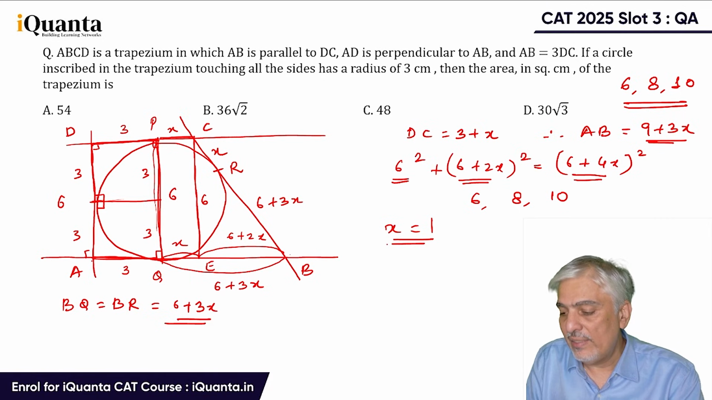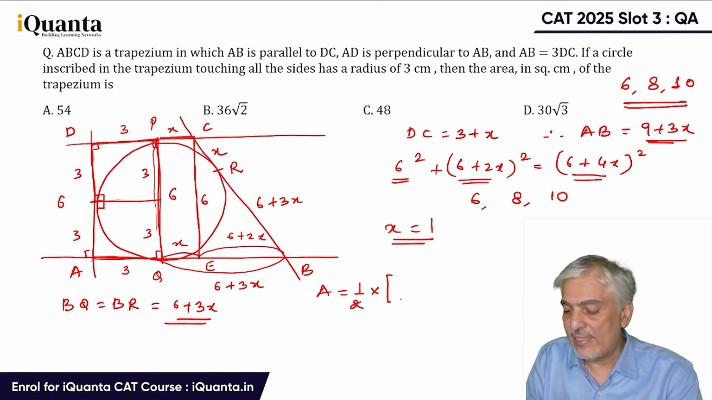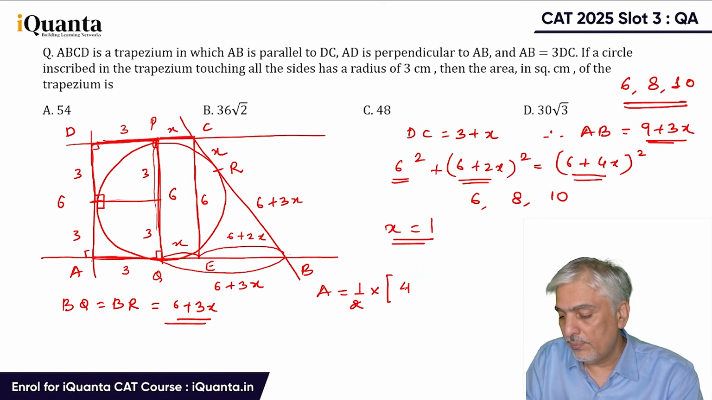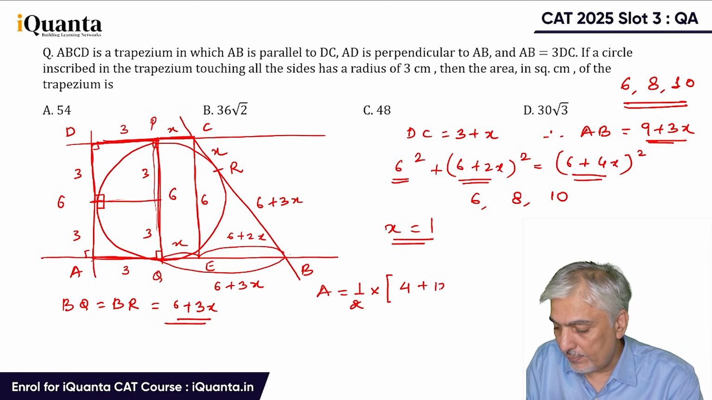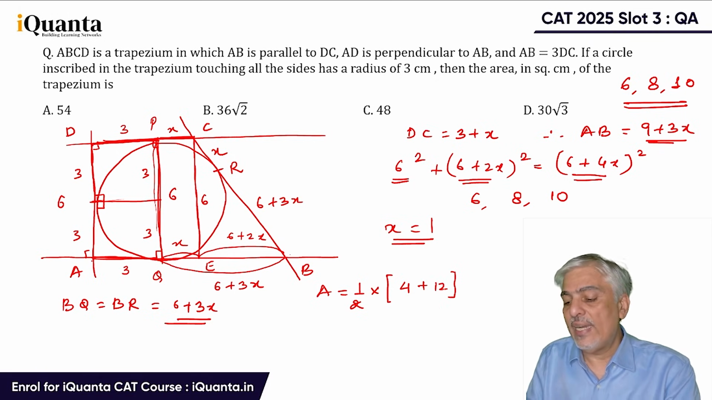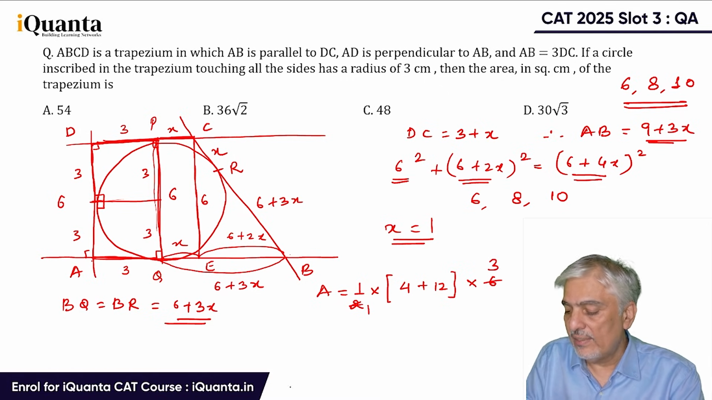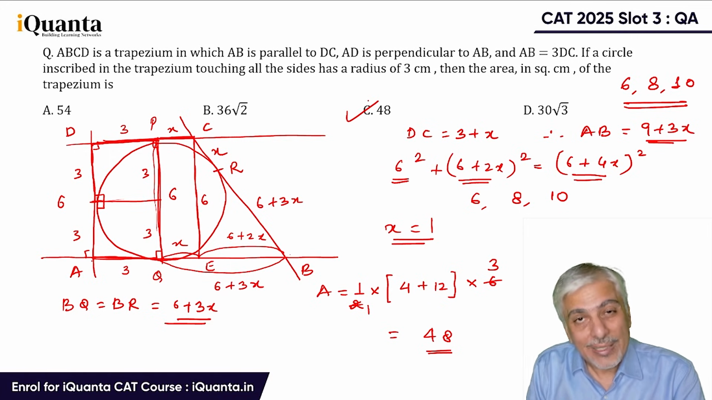Now once I got x is 1, I want the area of the trapezium. Area of the trapezium is half into sum of parallel sides. This side is 3 plus x, which will become 4. The other side was triple of that, so that will become 12. Into height. Height is 6, same as the diameter. 2 ones are 2, 3 twos are 6. So that will be 16 threes are 48. Answer is option 3.